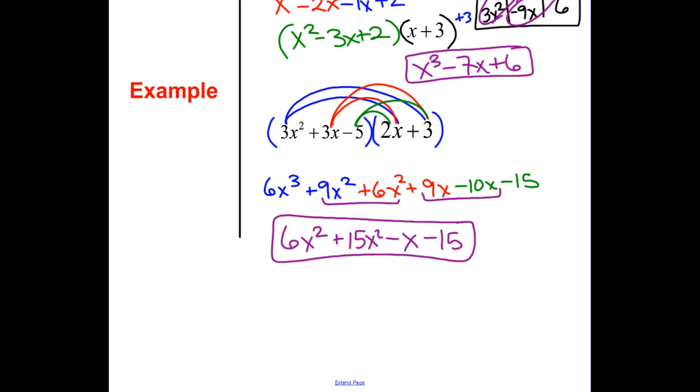Now if you didn't like with the lines or whatnot, you could do like I did on the previous page where I put all the pieces together. If you didn't like the lines, you could also do the box method.